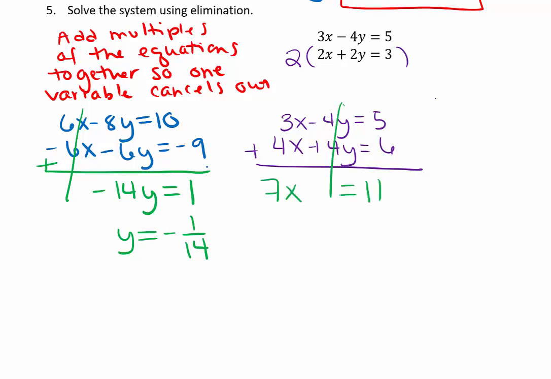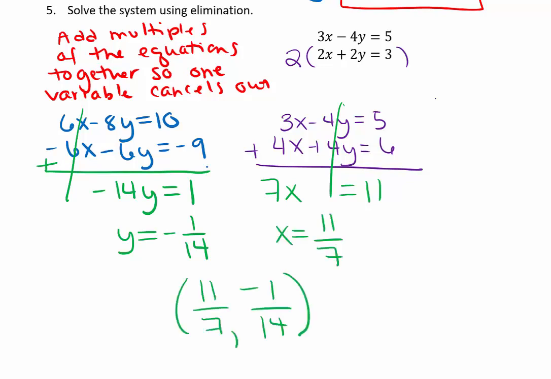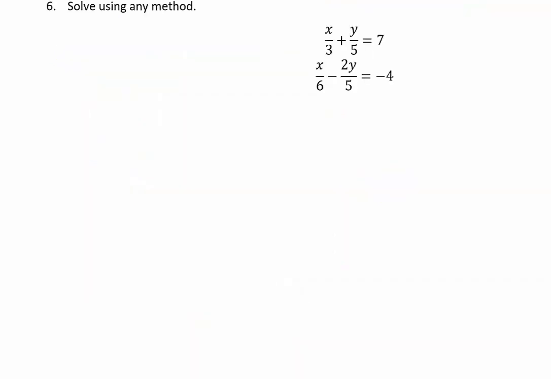So now when I add these things together, the y's disappear, and I'm left with 7x equals 11. To solve, I divide by 7, and there's my solution. X is 11/7, y is negative 1/14. So those are our three methods: graphing, substitution, elimination. Make sure that you read the directions in your homework carefully, as exams might tell you which method to use. Now let's do one more example.